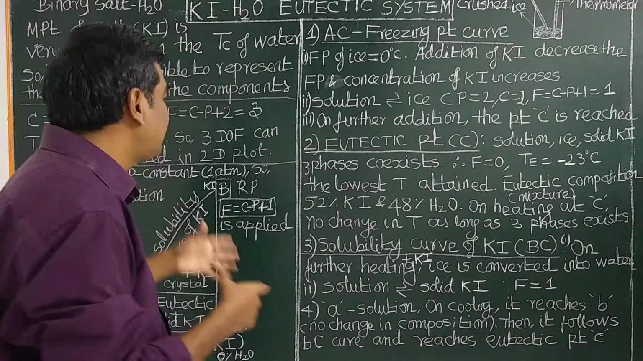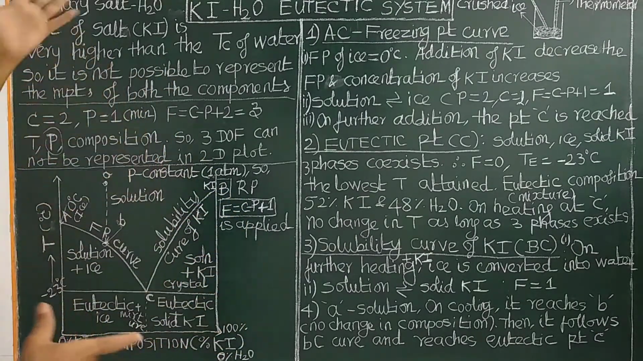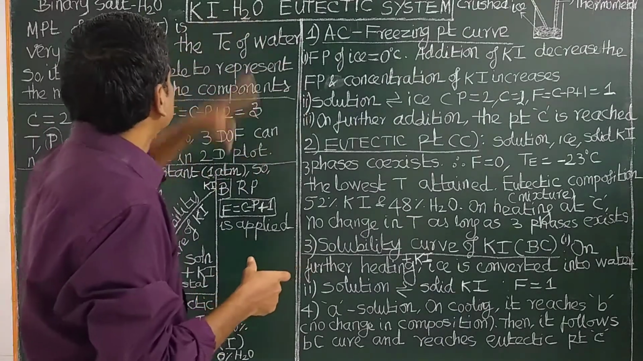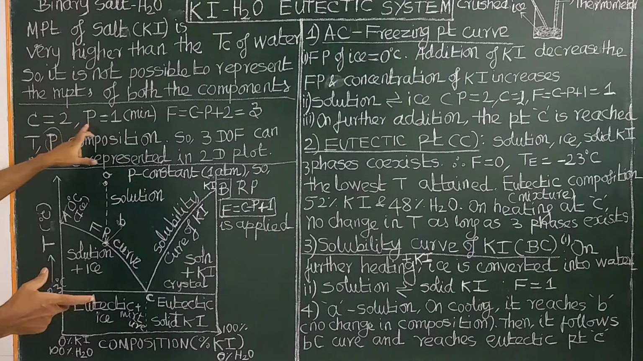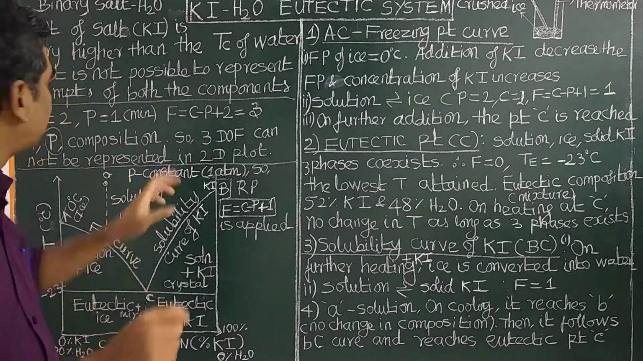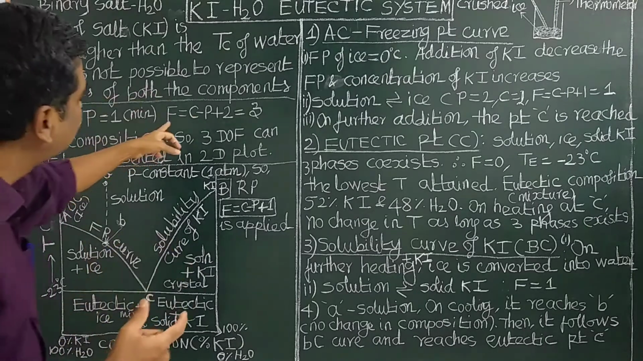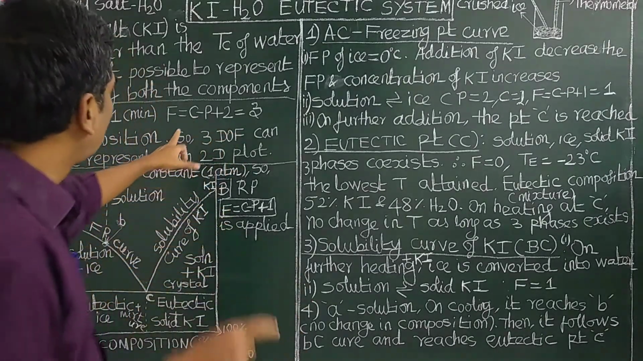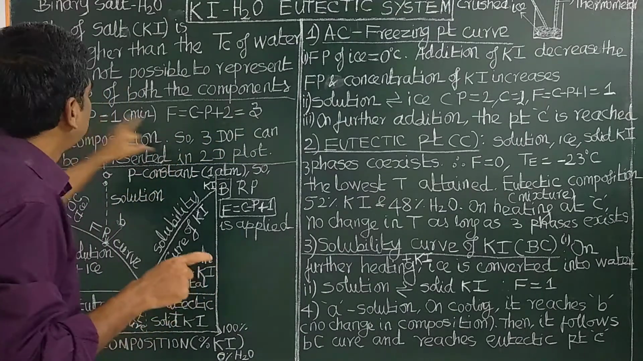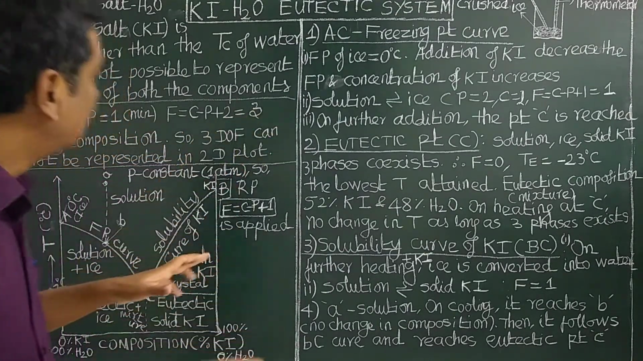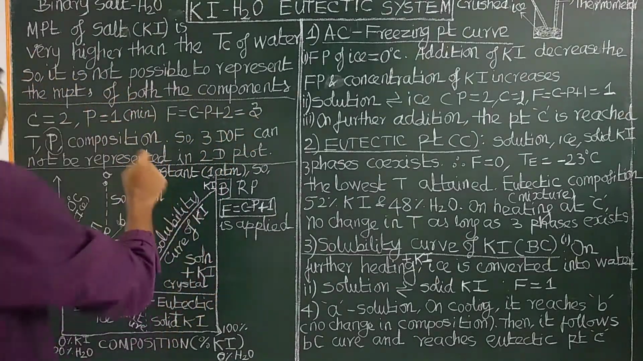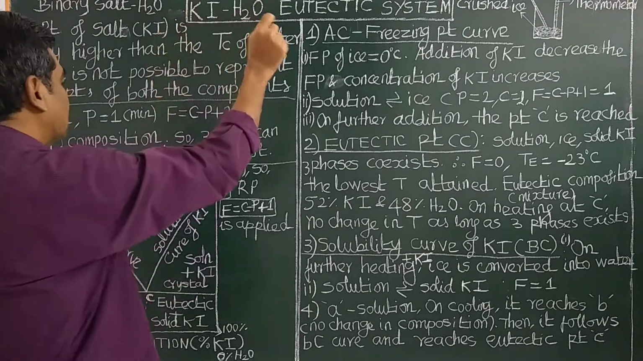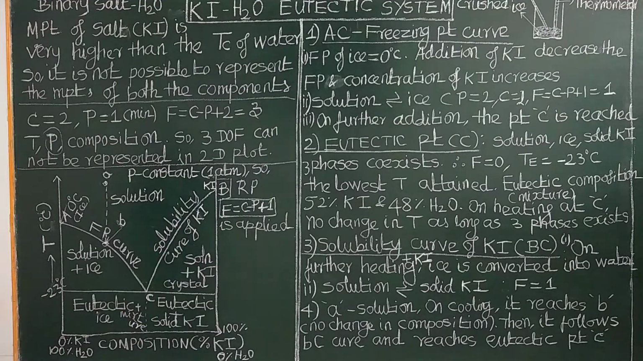Why is the reduced phase rule applied to describe the phase diagram of this KI water, salt water system? Let's see the reason. Here for a two component system C equals 2, and for minimum phase, P equals 1. Then you use the normal phase rule, F equals C minus P plus 2. On substituting C equals 2, P equals 1, you will get 3. Therefore, there are 3 degrees of freedom required to define the KI water system.